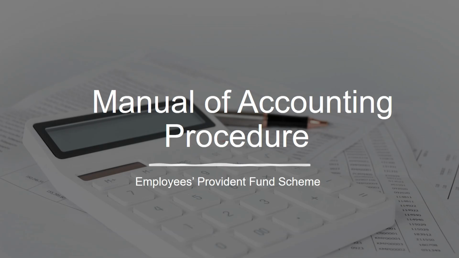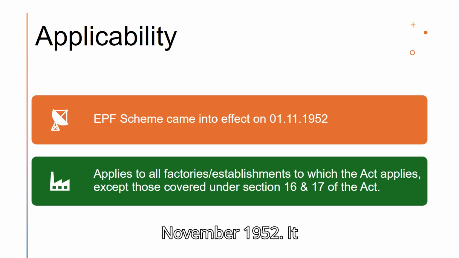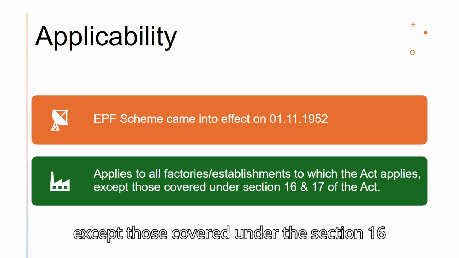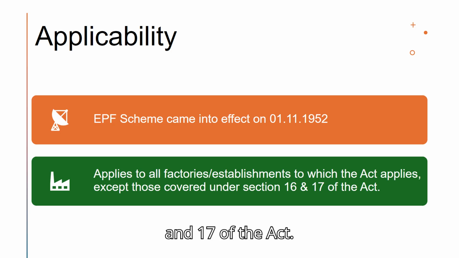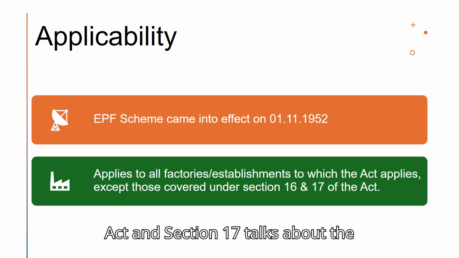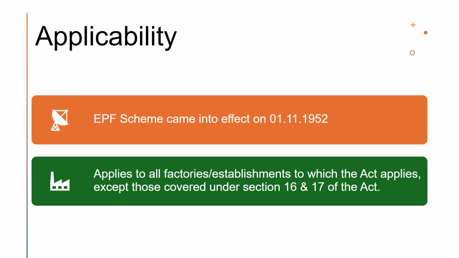EPF scheme. EPF scheme came into effect on 1st November 1952. It applies to all factories and establishments to which the Act applies except those covered under Section 16 and 17 of the Act. Section 16 refers to exclusion from the Act and Section 17 talks about the exemption from various schemes available under the Act.